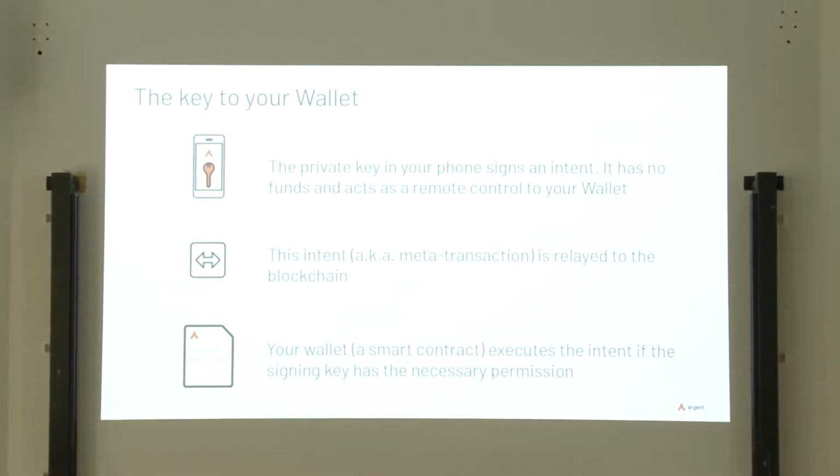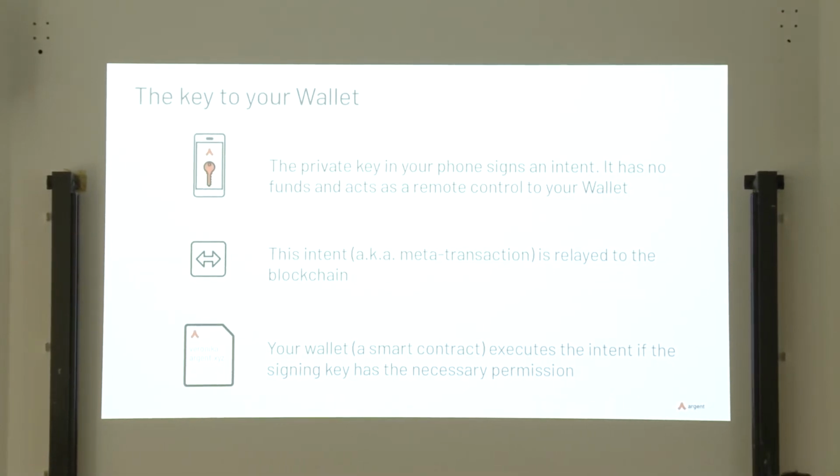So when you make a transaction, your key will just sign an intent, and nowadays people call it meta transactions. This is related to the blockchain, and this is, by the way, how we abstract gas. And then finally, the transaction arrives at your smart contract, which will decide if the transaction is legit: is it really the owner of the wallet, is the context correct? And if yes, the transaction will be processed by the wallet.